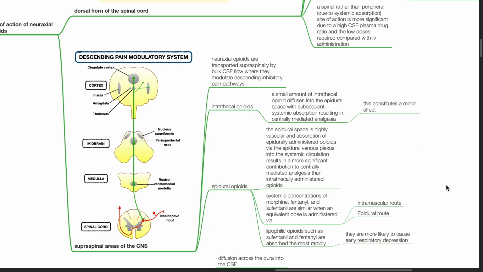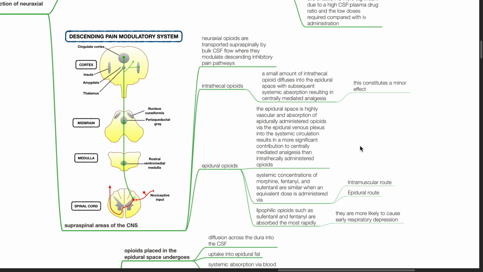For epidurally administered opioids, the epidural space is highly vascular, and absorption via the epidural venous plexus into the systemic circulation results in a more significant contribution to centrally mediated analgesia than with intrathecally administered opioids. Systemic concentrations of morphine, fentanyl, and sufentanil are similar when an equivalent dose is administered via the intramuscular route versus the epidural route. Lipophilic opioids such as sufentanil and fentanyl are absorbed the most rapidly, and they are more likely to cause early respiratory depression.